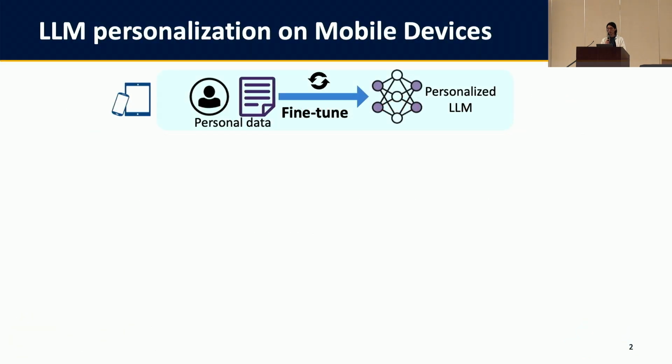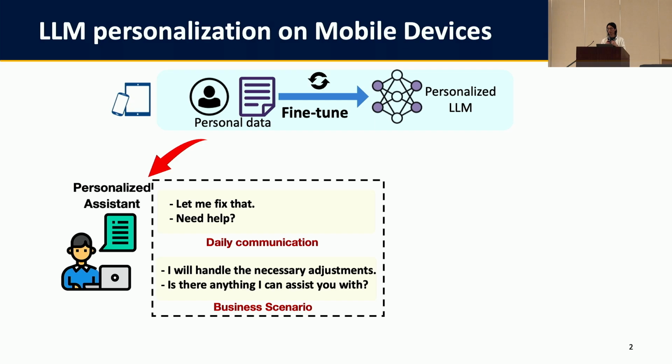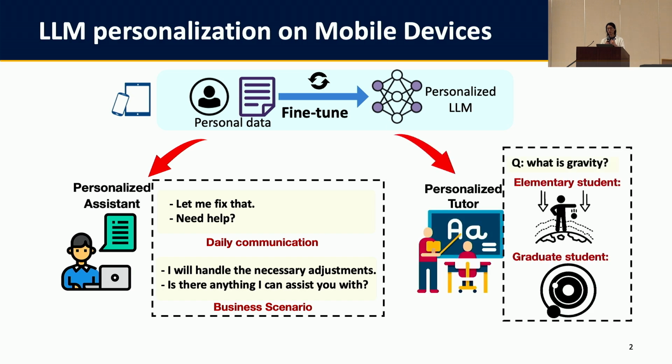With the growing capability of large language models, we are seeing a wide range of intelligent applications emerge. To better meet the unique needs of individual mobile users, LLM personalization is becoming increasingly important. This is often achieved by fine-tuning the model with the user's personal data. For example, a personalized LLM can serve as an assistant adapted to the user's preferences in different scenarios, or it could be a tutor personalized for students' different learning styles.